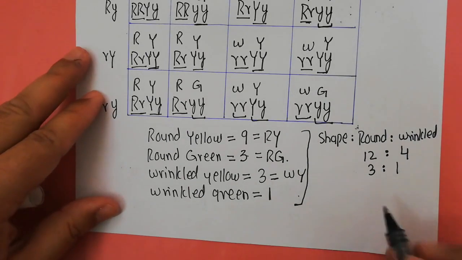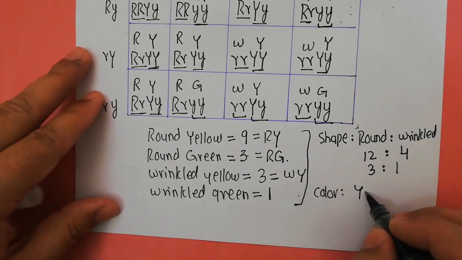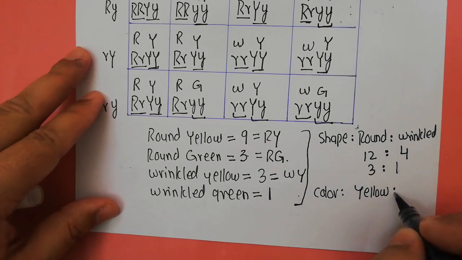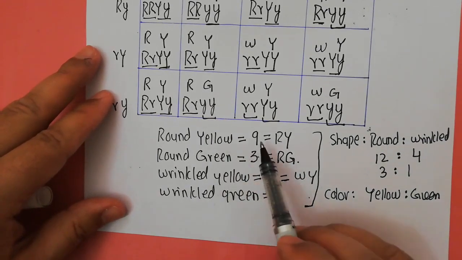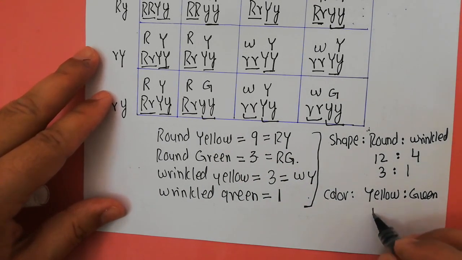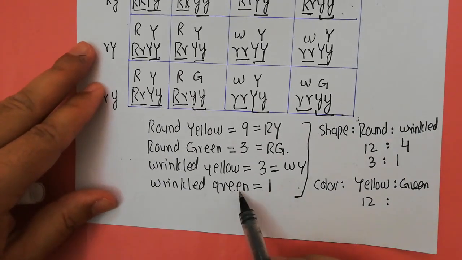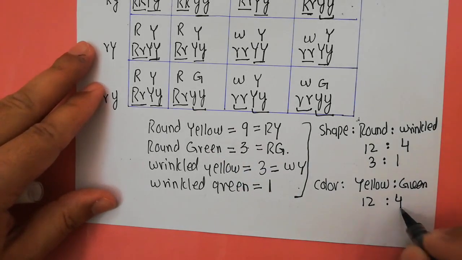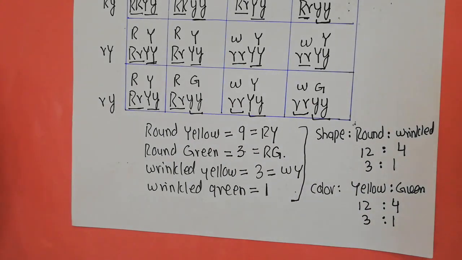If you talk about the color of the seed, again the color can be yellow or green. If you count the yellow ones over here, 9 yellow and 3 yellow, you are getting 12 yellow. And if you talk about the green one, you have 1 green over here and 3 green over here, making a total of 4. If you split them, again you will be getting a ratio of 3:1. That is what Mendel got in the monohybrid crosses.